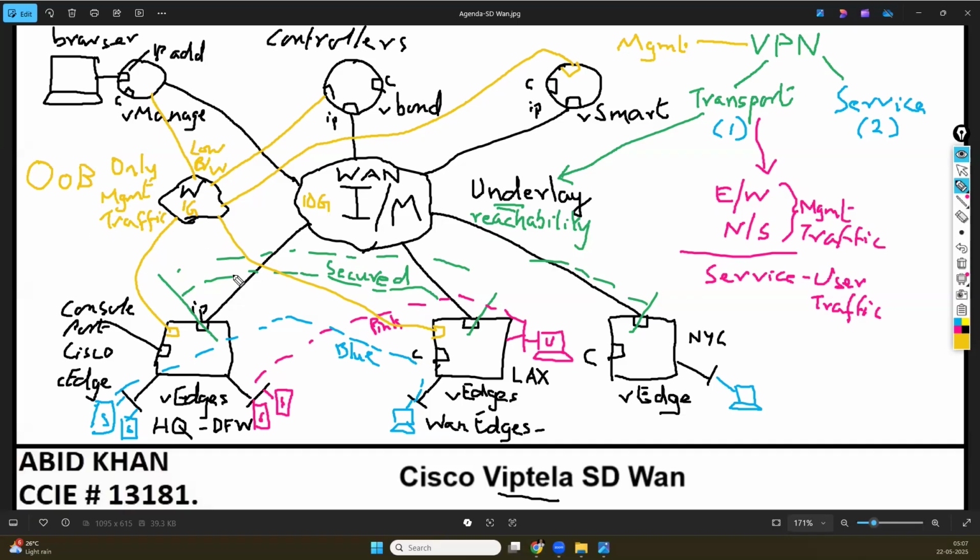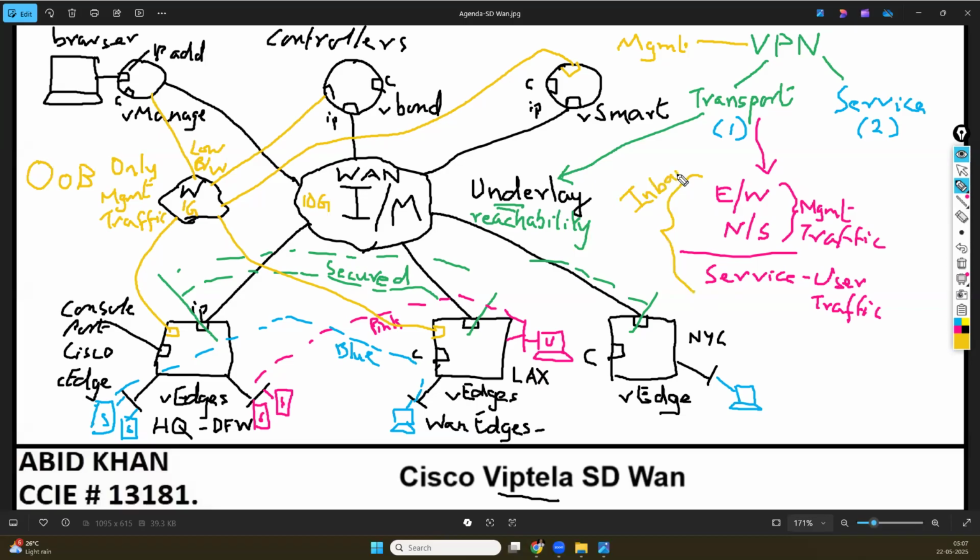But if management traffic is also going through your underlay, and later on service traffic is also going through the underlay together, then this is called as what? In-band management.